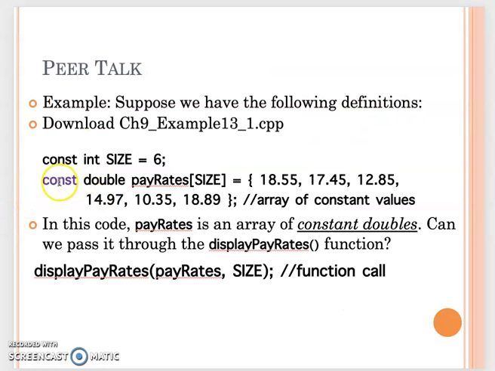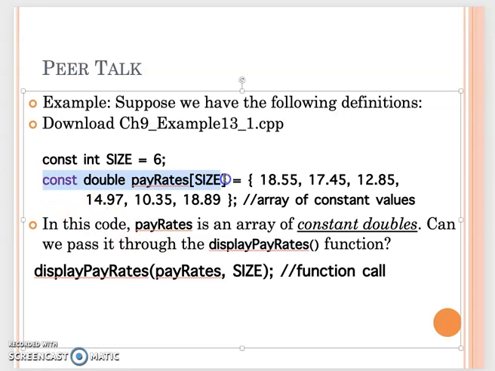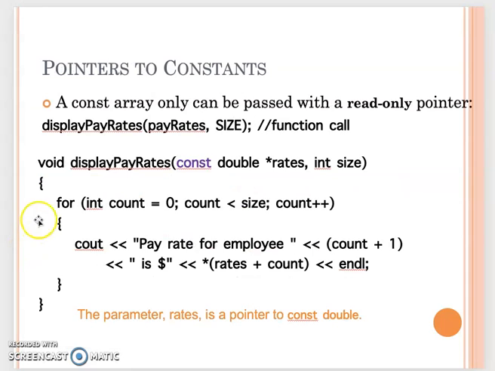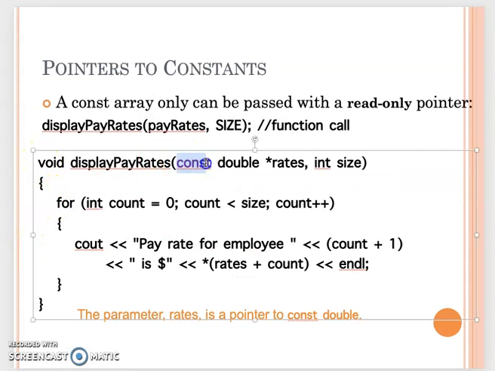Earlier, if I don't have the const keyword, I pass in the array with the const keyword or without the const keyword, they are all okay. But if you have a constant array, when you want to pass in this constant array through the function, your function definition has to have a const keyword to associate with that. If you don't have this const keyword, then you will have a compiling error.